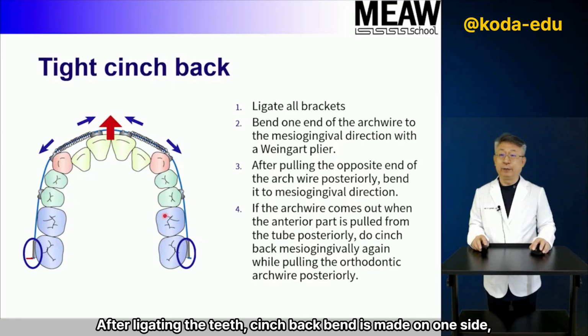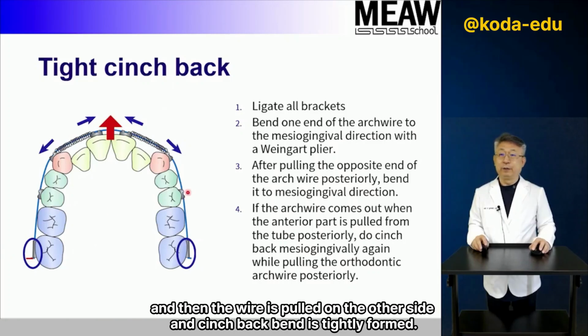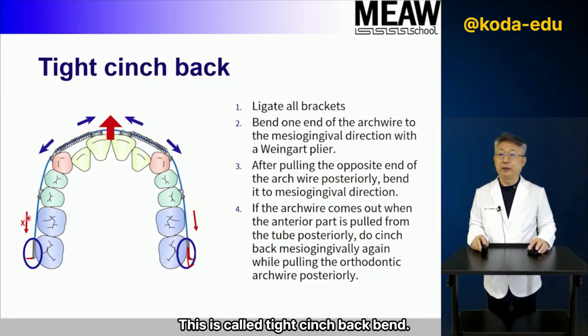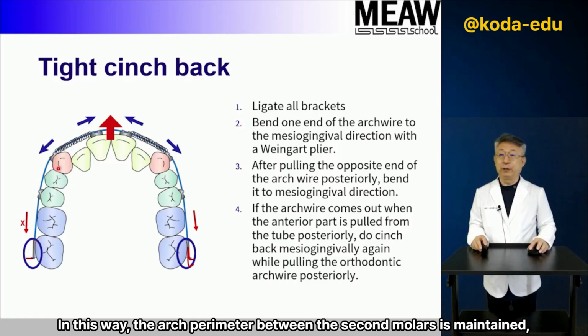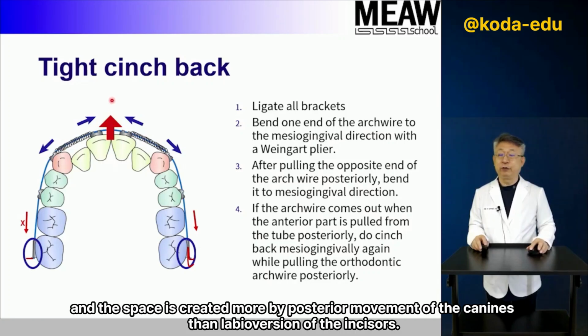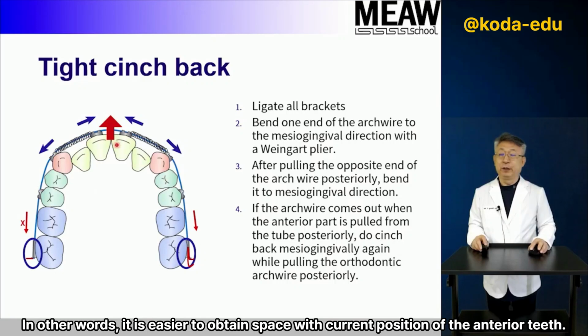After ligating the teeth, cinch back bend is made on one side, and then the wire is pulled on the other side and cinch back bend is tightly formed. This is called tight cinch back bend. In this way, the arch perimeter between the second molars is maintained, and the space is created more by posterior movement of the canines than labioversion of the incisors. In other words, it is easier to obtain space with the current position of the anterior teeth.